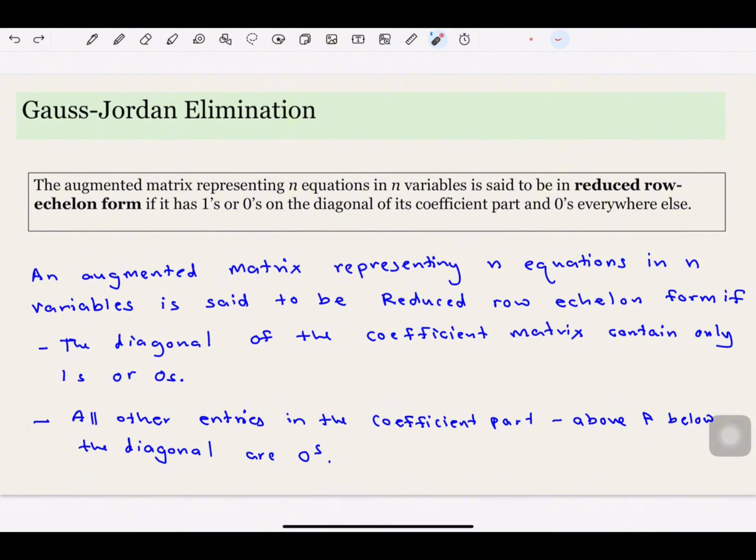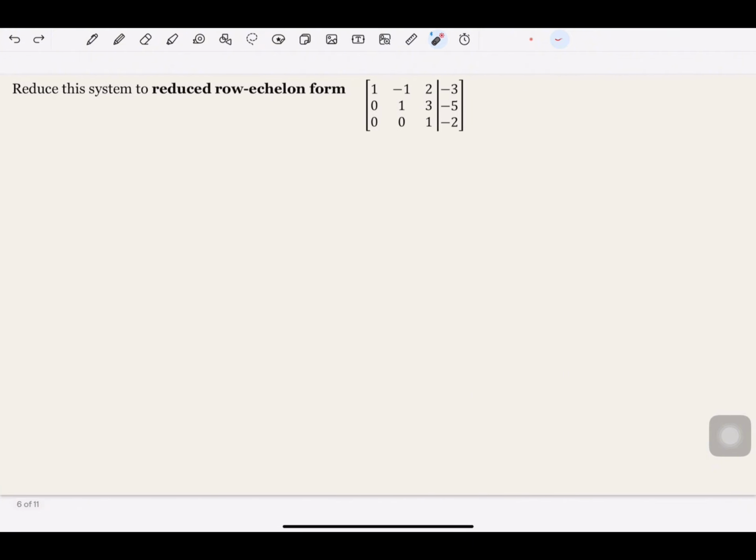This is especially useful when you're using Gauss-Jordan elimination, where the goal is to reduce the matrix all the way up to reduced row echelon form. Okay, so let's try an example. Here this is in row echelon form because we have zeros over here and the diagonal of the coefficient matrix is 1. But this is not in reduced row echelon form, because then these entries should be zeros as well. So we have to reduce this system into reduced row echelon form.